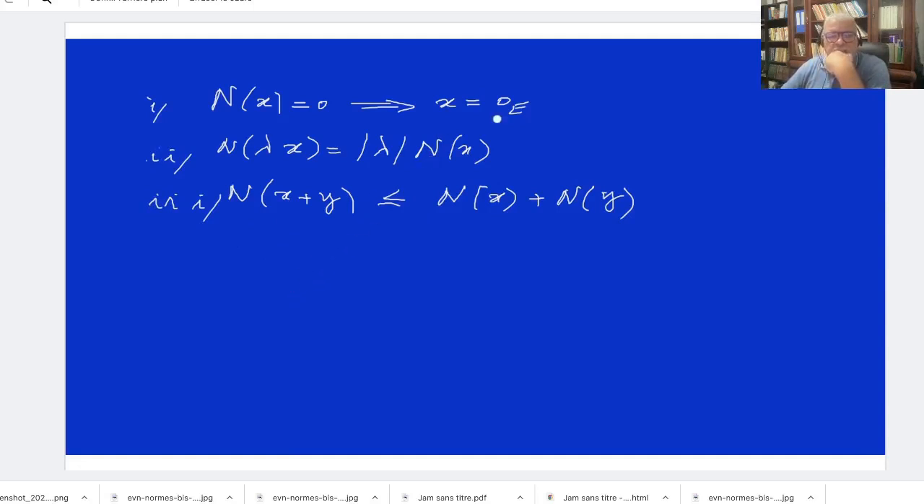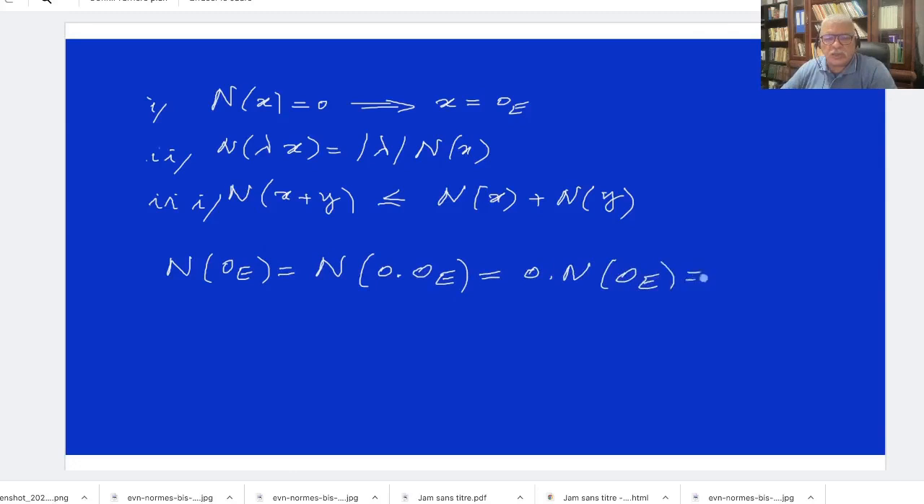So, what happens first for x equals 0? What is n of 0? Then, according to homogeneity, we can write it as equal to n of 0 times 0_E. It is the absolute value of 0 times n of 0_E, which equals 0. So we already have n of 0_E equals 0.